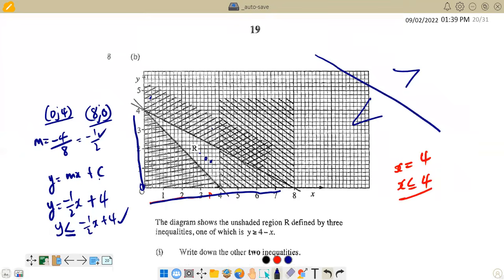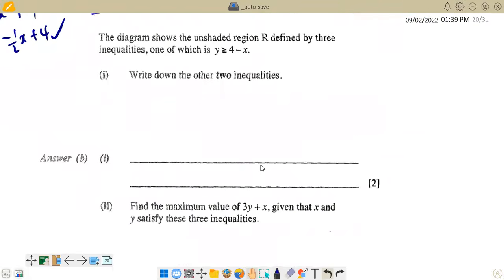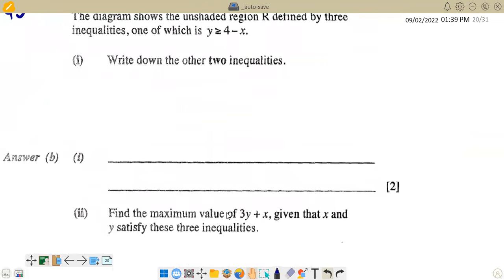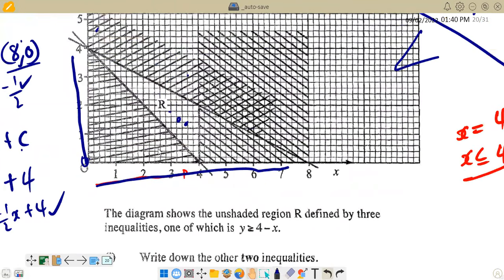That was the question. To find the other two inequalities, then find the maximum value that we are going to obtain for 3y plus x. Okay, so for you to have this maximum value for 3y plus x, you need to go back to the region that you're given. The answers actually are going to be taken from the region that is not shaded. This is the region that is not shaded, this one, where your arrow is located. So this is where your answers are going to be taken.